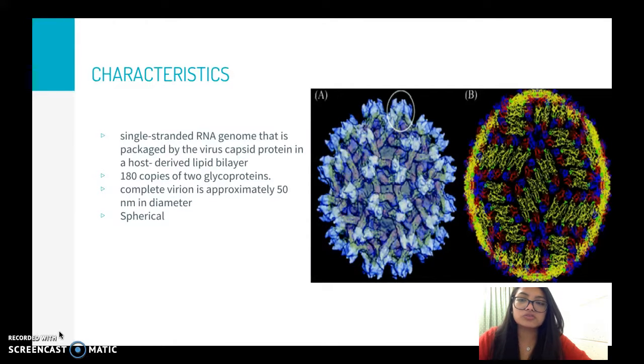Some other characteristics of this dengue virus include single-stranded RNA that's packed in a viral capsid protein. It has 180 copies of 2 glycoproteins, and the complete virion is approximately 50 nanometers in diameter. It's also spherical in shape. On the picture, A represents the immature dengue particle, which has spikes that protrude from its surface, and B shows the mature dengue virus, which has a smooth surface and its membrane is enclosed by a protein shell.